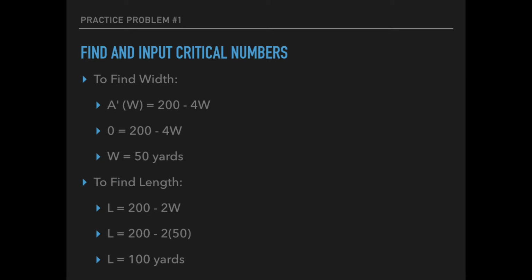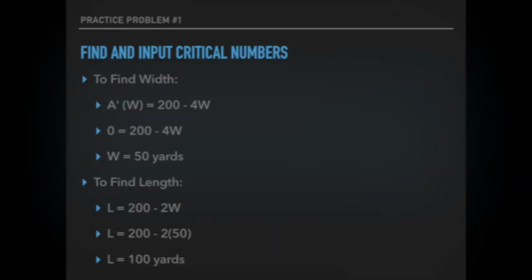Here's a good time to also introduce the endpoints to our function, which happen to be width equals 0 and width equals 100 yards. Why? One of these gives the maximum length of 200 yards on one end, and the other uses all the fencing just on width, or 100 plus 100 equals 200. Unfortunately, we can't really plug either of these into the area function without getting an area of 0, so these can't be our maximums.